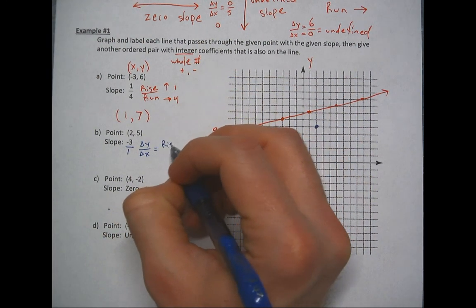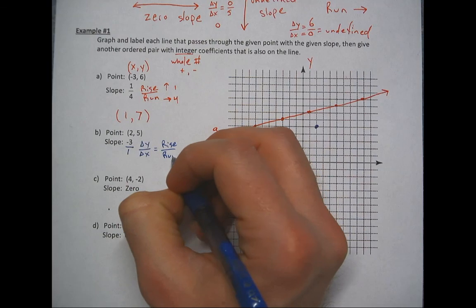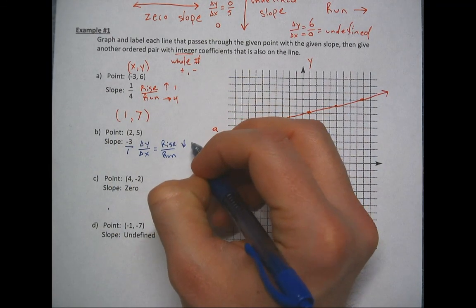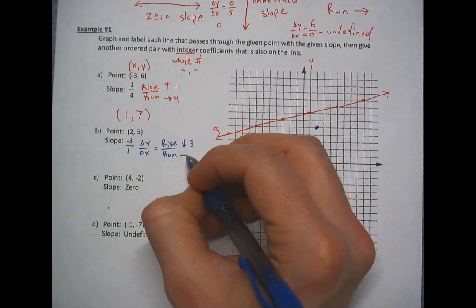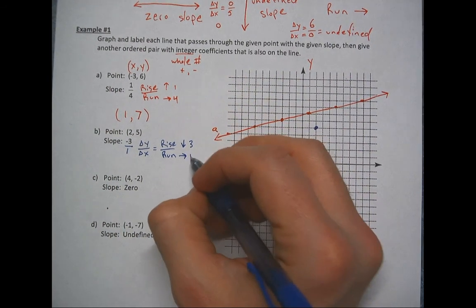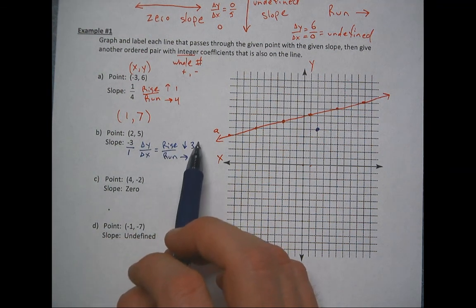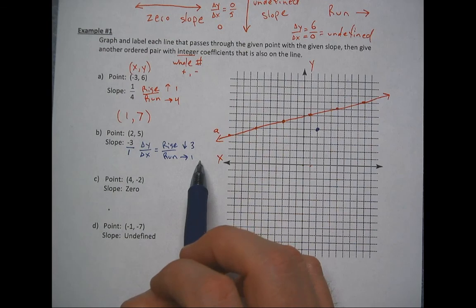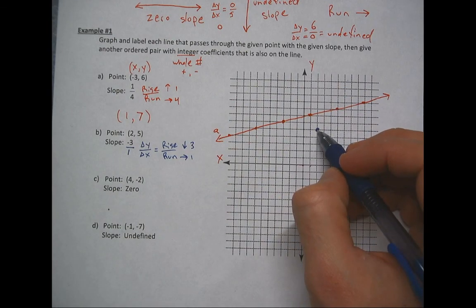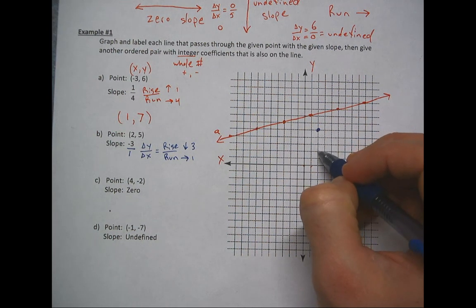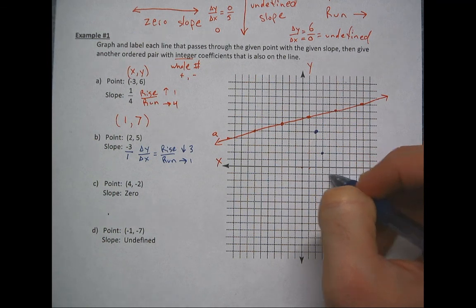Remember, this is your rise and your run. Now, since this is a negative slope, our rise is actually going down 3. Our run always goes to the right, 1. So a slope of -3 means the change in y is down 3. The change in x is 1 to the right. So from this point, I'm going down 3 because it's negative. 1, 2, 3, and over 1. Down 3, over 1. Continue that pattern.